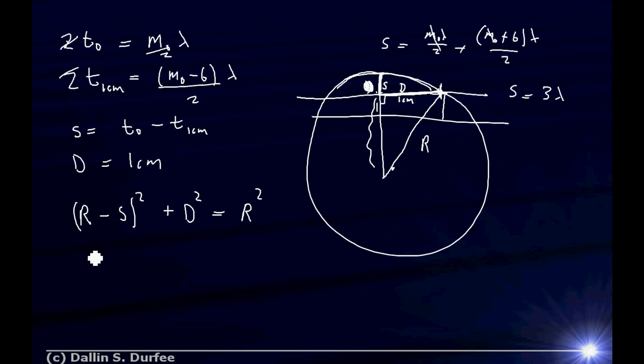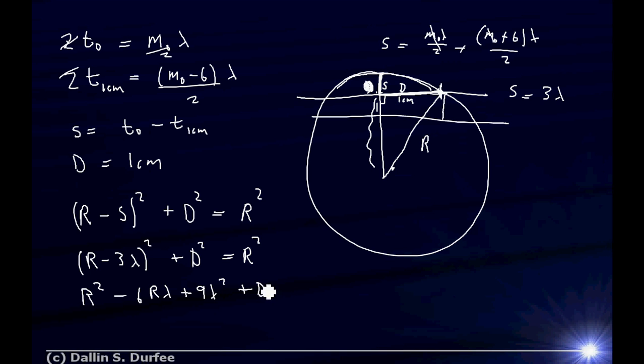I'm given the wavelength. So R minus 3 lambda squared plus D squared equals R squared. And all I have to do is solve this for R now, right? Because lambda is given and D is given. If I multiply this out, on this side I get R squared minus 6 R lambda plus 9 lambda squared plus D squared is equal to R squared.